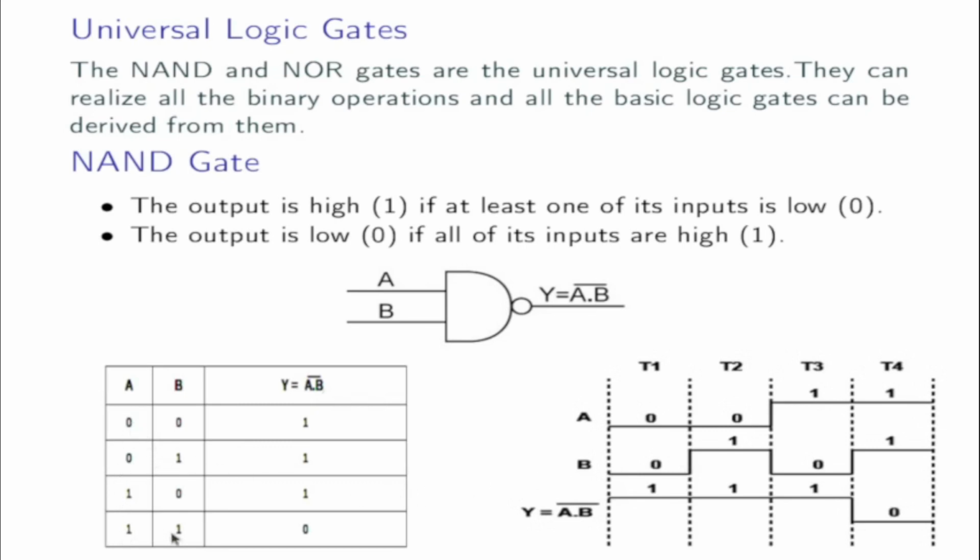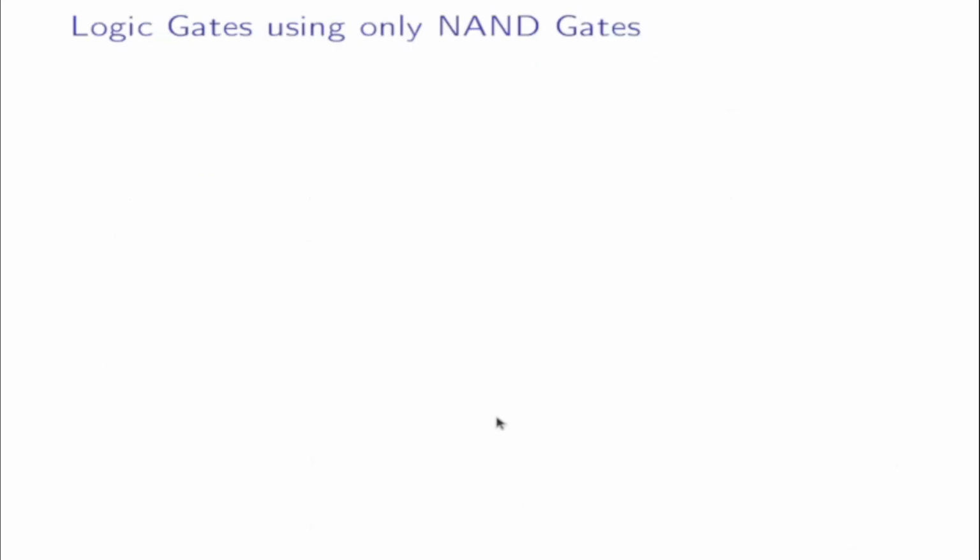When both the inputs are high, the output is low. This one, the T4, 110. In all other cases, the output is high. All other gates can be constructed using NAND gates.